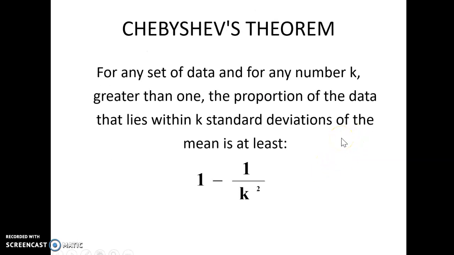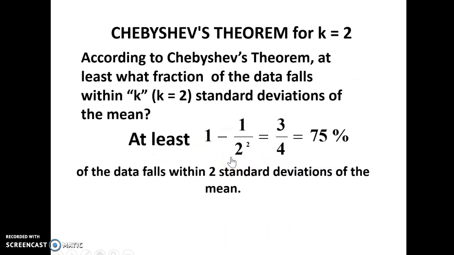Last thing we're going to talk about is called Chebyshev's theorem. I know that's a mouthful to say. You do not have to worry about calculating all this. This is just where Chebyshev's theorem came from. Basically, you're saying that 75% of the data is within 2 standard deviations of the mean.